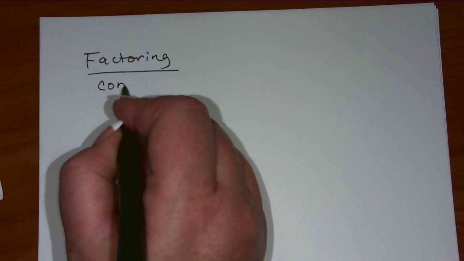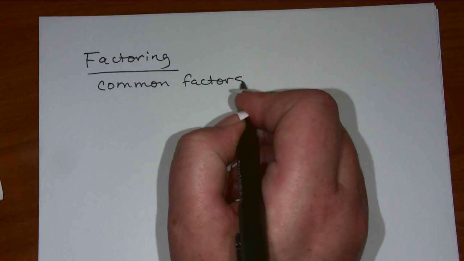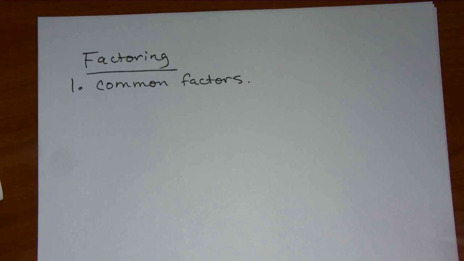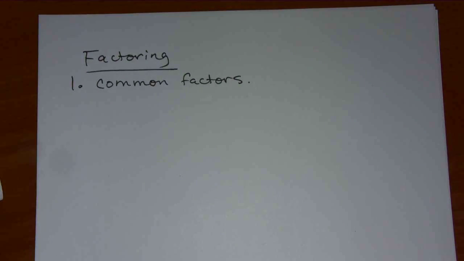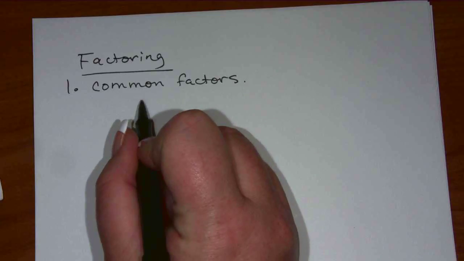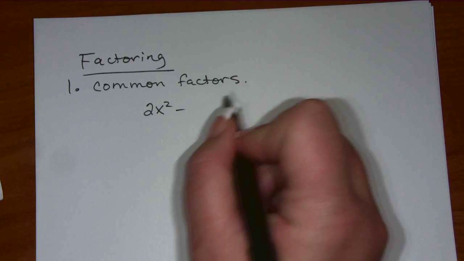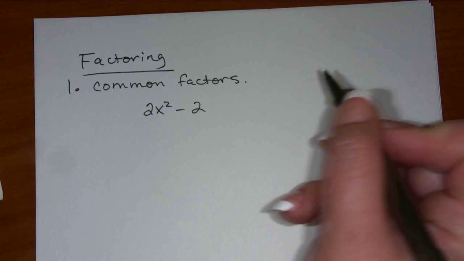We actually saw a little bit of factoring already, but not what we're going to do. So we're going to start with common factors. Let's call that 1, common factors. And I'll give each type a heading so that you can keep them straight in your mind, what's what. So common factors is when we have, for example, 2x squared minus 2.